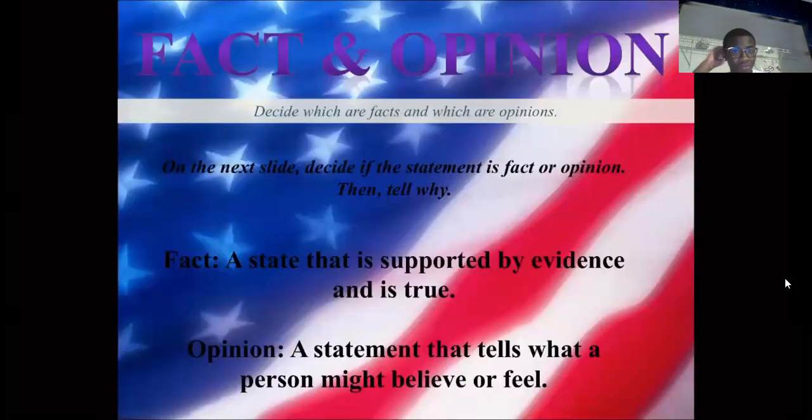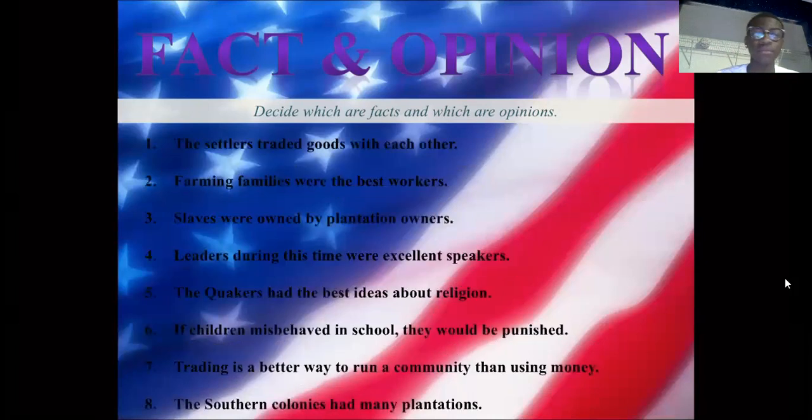Facts and opinion. Decide which are facts and which are opinion. On the next slide, decide if a statement is a fact or opinion, then tell why. Fact: a statement that is supported by evidence and is true. Opinion: a statement that tells what a person might believe or feel. Here we go. The settlers traded goods with each other. Is that a fact or opinion? It's a fact. Farming families were the best workers. Opinion. Slaves were owned by plantation owners.